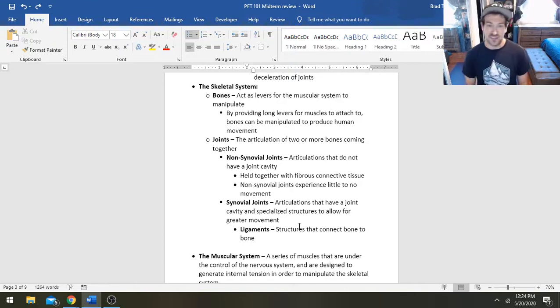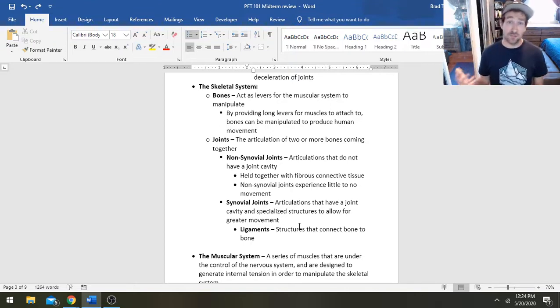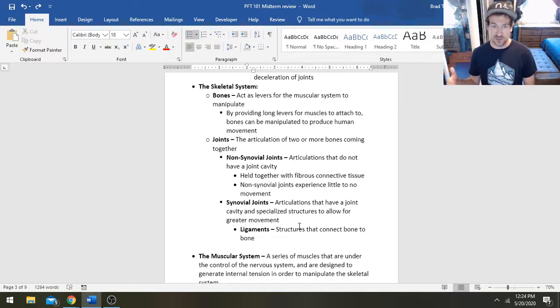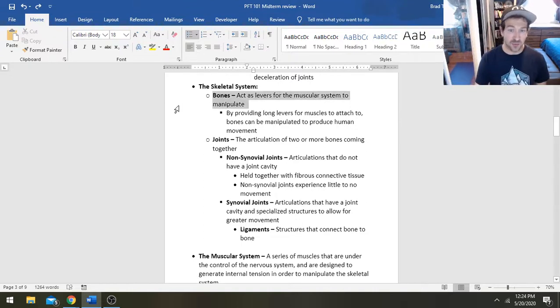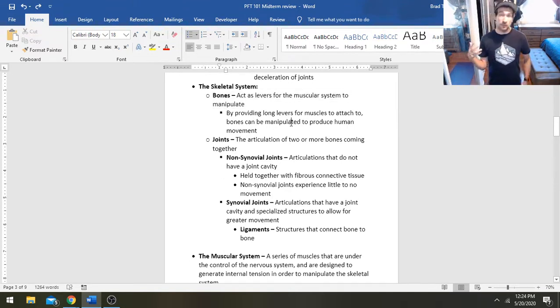So then we've got our skeletal system. This is a series of bones and joints and connective tissue that, again, provide us with a framework for our muscles, and then they also act as the levers for our muscular system to be able to move things around. So our bones are the actual levers that we manipulate, right? They provide something for our muscular system to contract and actually manipulate.